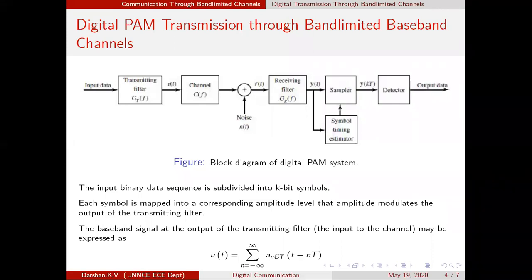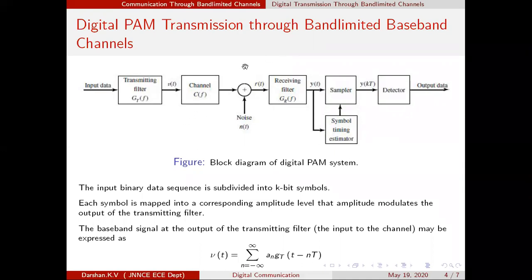What do you mean by digital PAM? It's very simple. In one or two lines, I will explain, because this is not contained in this particular chapter. Explanation of PAM has not been included here, but to have continuity, I will explain. Pulse amplitude modulation: you have a pulse, and the amplitude of the pulse will be varied according to the messages, or the input symbols. That is the meaning of pulse amplitude modulation.